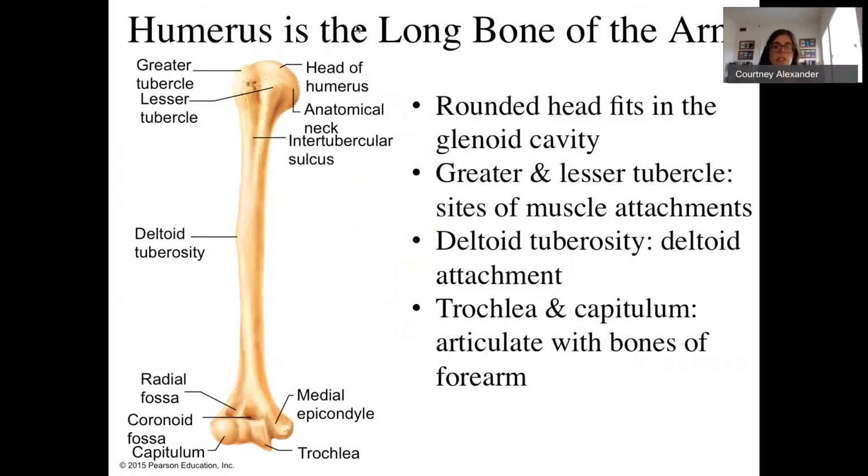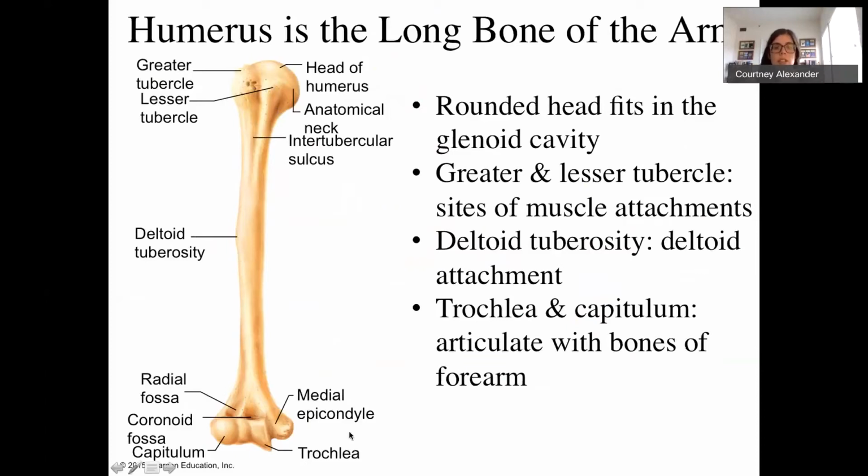Now let's talk about the bones of our upper arm. The humerus is the long bone. It has a rounded head that fits in that glenoid cavity, and then also has greater and lesser tubercles, which are the bumps at the top, at the proximal side of the humerus. In the middle, we have a deltoid tuberosity. Tuberosity means rough spot, and is frequently a place where muscles will attach.